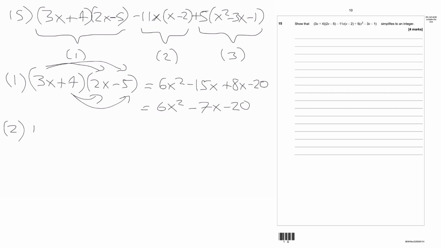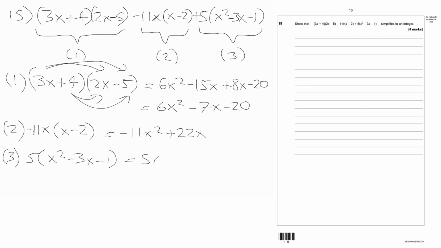Moving on to part 2, we have minus 11x times x minus 2. So minus 11x times x is minus 11x squared, and minus 11x times minus 2 is plus 22x, so just be careful with those negative signs. And lastly, we have 5 times x squared minus 3x minus 1, and this is 5x squared minus 15x minus 5.